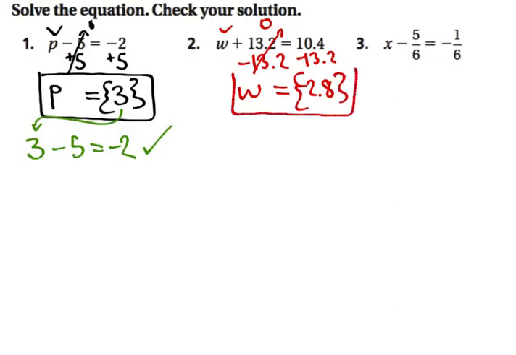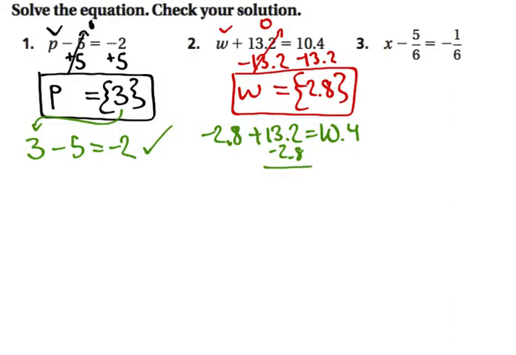And now we just need to check that solution. So in place of W, I'm going to put negative 2.8. And then I'm going to add 13.2. And that should equal 10.4. Alright, negative 2.8 plus 13.2. I'm just going to line up and subtract. That does equal 10.4.